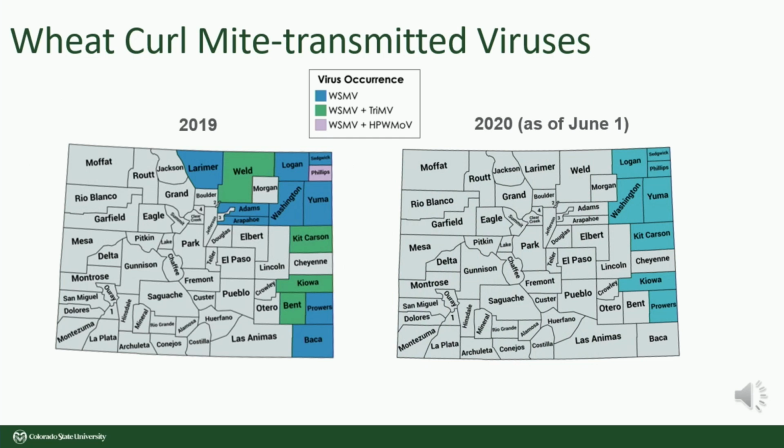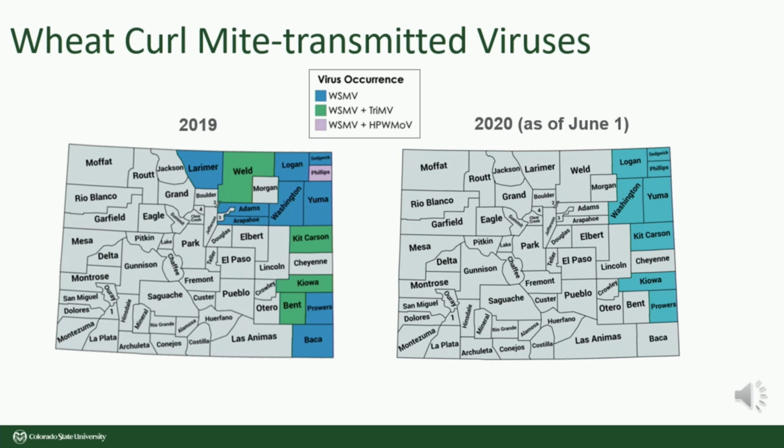So this is our survey that we conducted in the past 2 years, in 2019 and 2020 as of June 1st. This year we have definitely lower incidence and severity of the disease, which is good news. We haven't tested for triticum or high plains virus yet, but I'm sure we'll have some appearance of that. But last year it was very widespread.